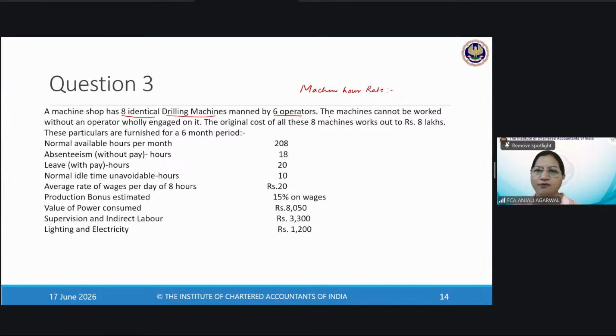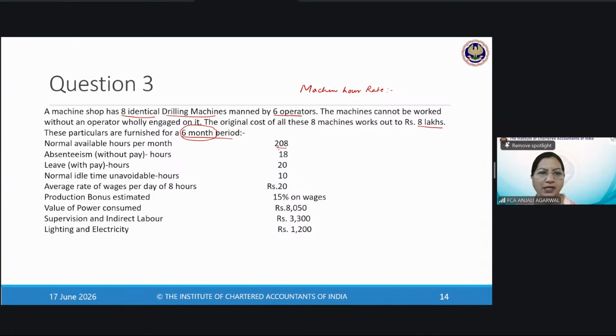The original cost of all of these 8 machines works out to be 8 lakhs, and the 6-month period particulars are furnished to you. Always remember that if the data is given for 6 months, the entire data is to be calculated for 6 months only. If it is given per month, then it is to be given for month only. So normal available hours per month are 208.